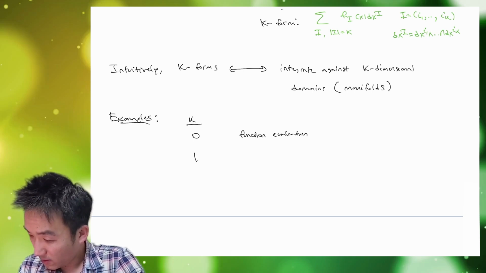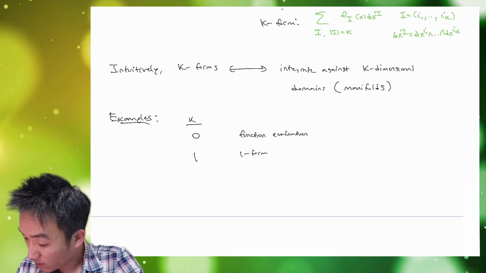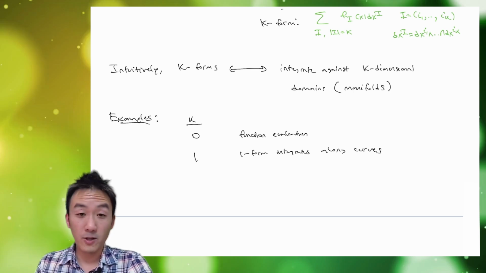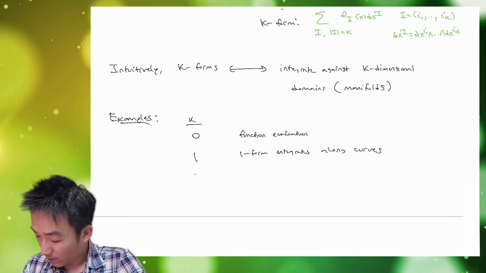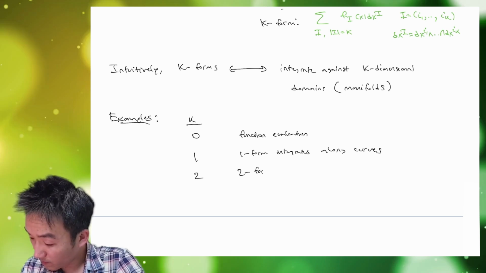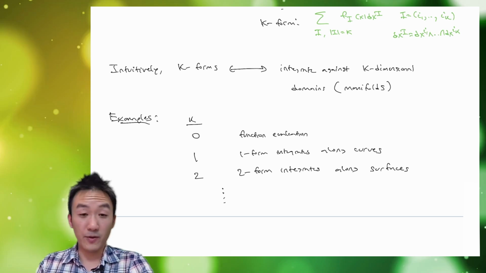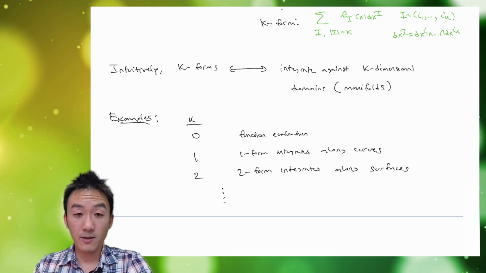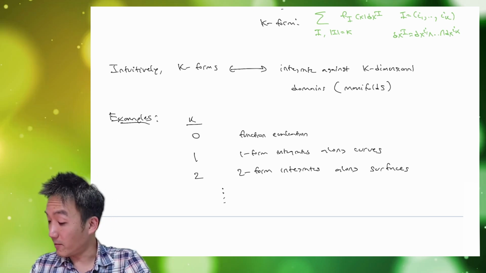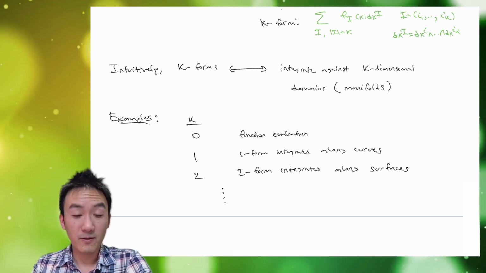For k equals 1, a 1-form integrates along curves, because curves are one-dimensional. For k equals 2, a 2-form integrates along surfaces, and so on. A surface is a two-dimensional space, and then we have notions of higher-dimensional spaces. But these examples are enough for us to get going.